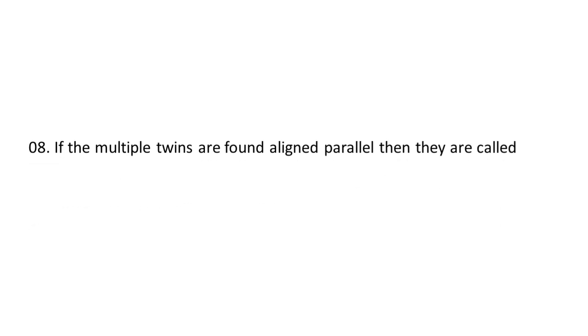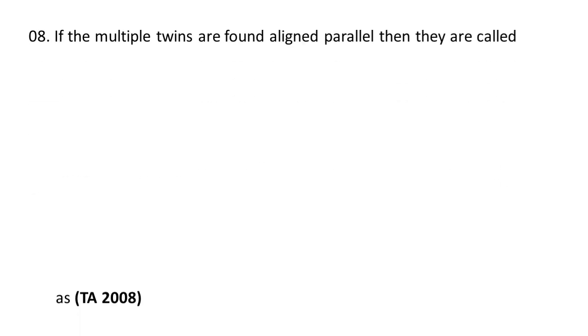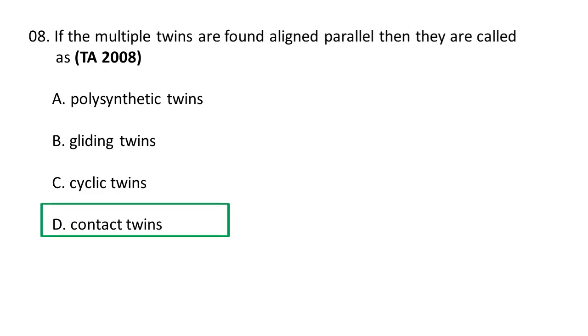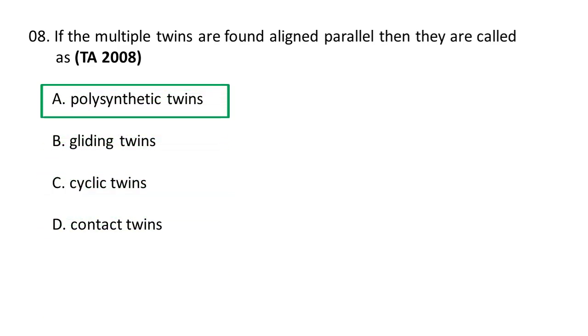Next question. If the multiple twins are found aligned parallel, then they are called as A polysynthetic twins, B gliding twins, C cyclic twins and D contact twins. So the correct answer is A polysynthetic twins. If multiple twins are aligned parallel to one another, they are called as polysynthetic twins. These twins are twin crystals that have more than 2 parts but only 2 orientations, and the parts are thin plates, which is why they are also called lamellar twins. A is the correct option.